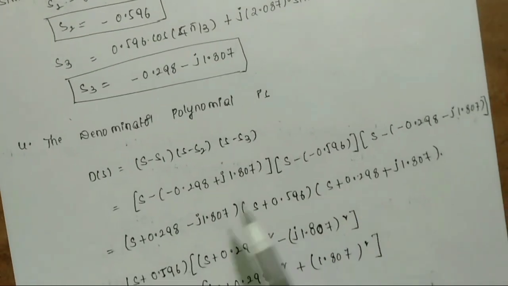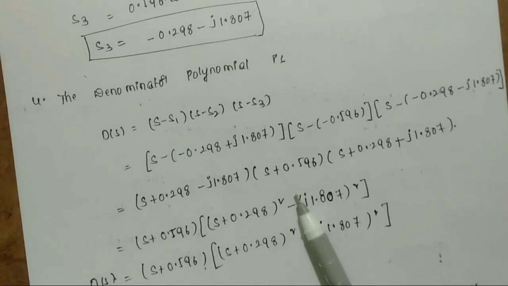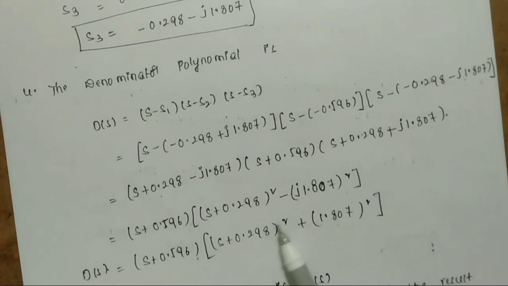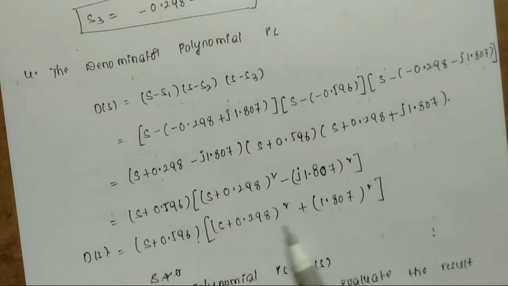After doing the substitutions, you have to simplify this. This depends upon how fast your mathematical calculation is. So I have simply simplified this, and I got the D of s value as this.